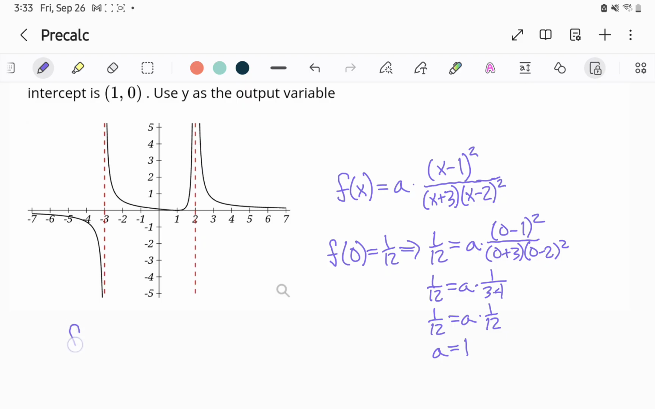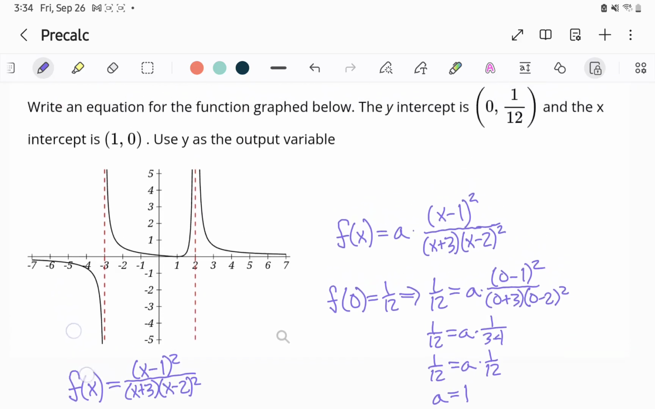And so we can write f of x is equal to (x minus 1) squared over (x plus 3) times (x minus 2) squared.